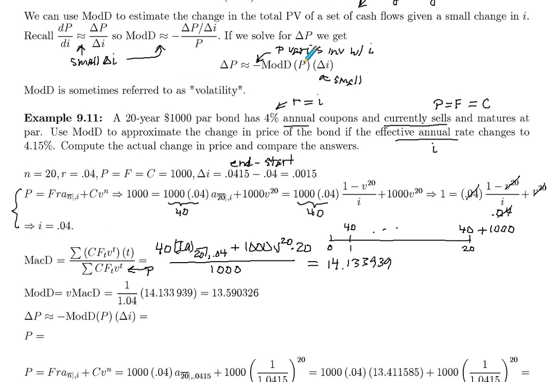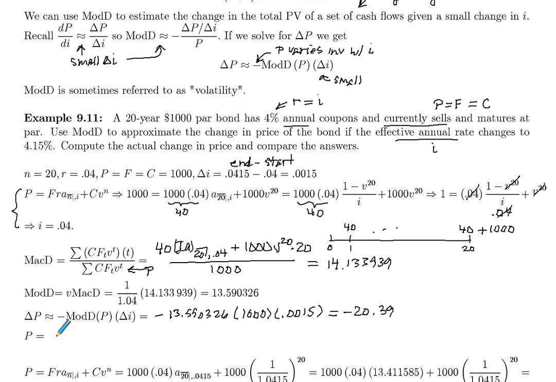Okay, so then our change in price from this change in interest rate by our approximation formula up here is negative mod D times P times delta I. So that's this formula here. So we've got a negative out in front. Our mod D is 13.590326. And then we're multiplying by our price, which is 1,000. And then our change in interest rate was an increase of 0.0015. And a little work on the calculator here gives a decrease in price of 20.39.